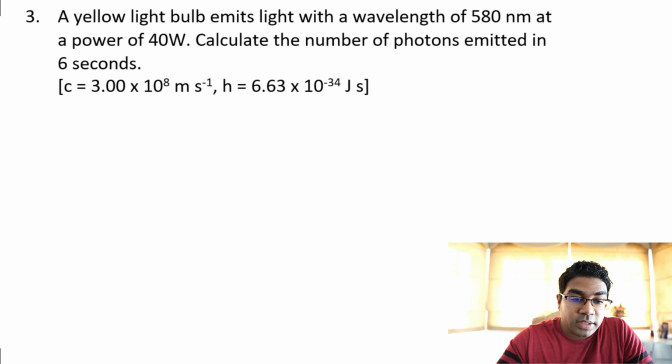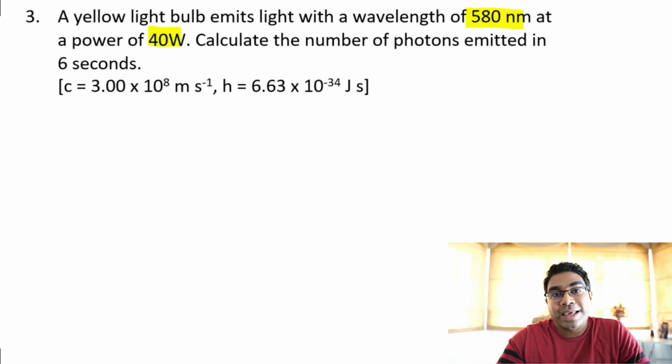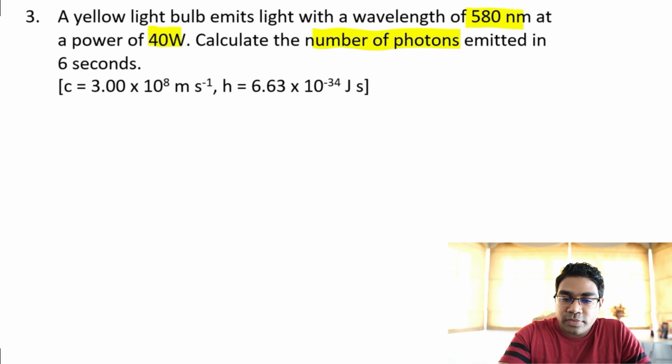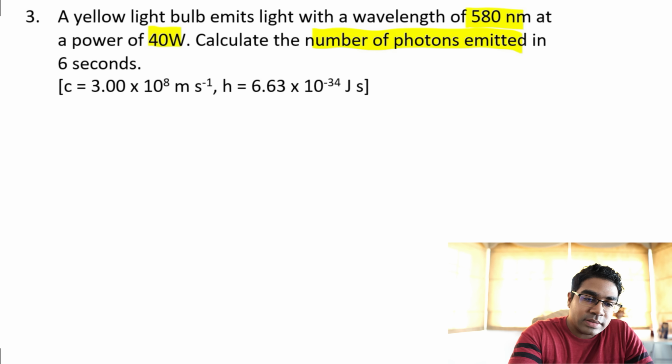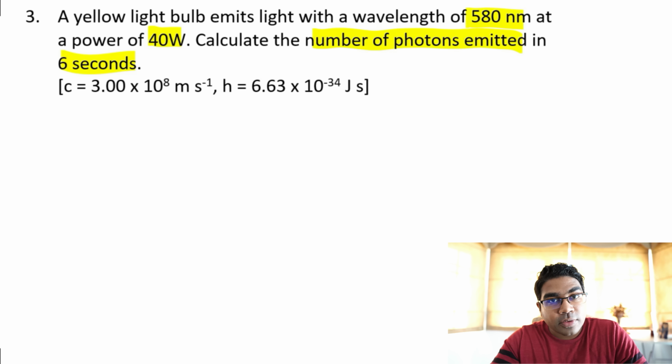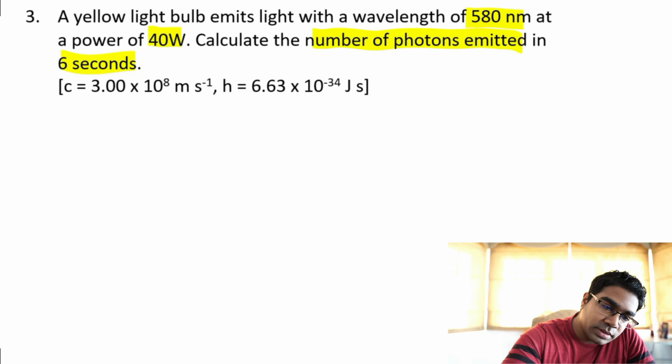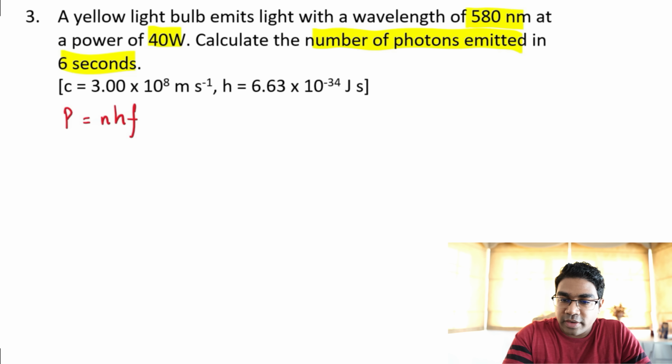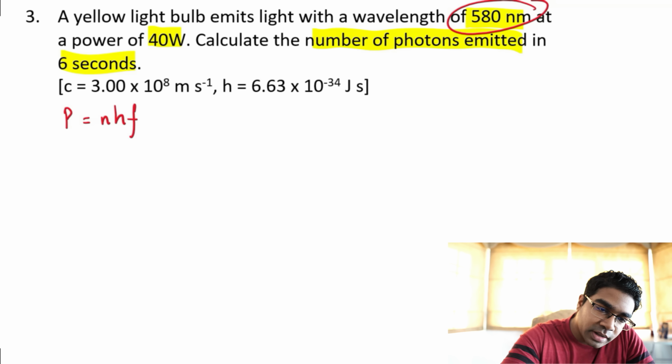Question 3. A yellow light bulb emits light at a wavelength of 580 nanometers at a power of 40 watts. Calculate the number of photons emitted in 6 seconds. When we deal with power and number of photons, you must remember the formula P equals NHf. In this case, we don't have f. Instead, we have the wavelength. And as usual, all we have to do is substitute frequency with c over lambda.